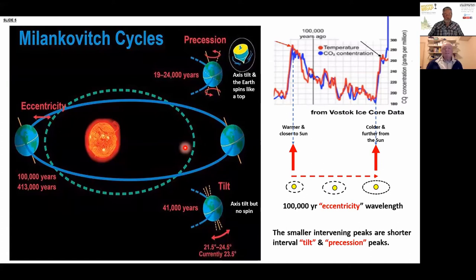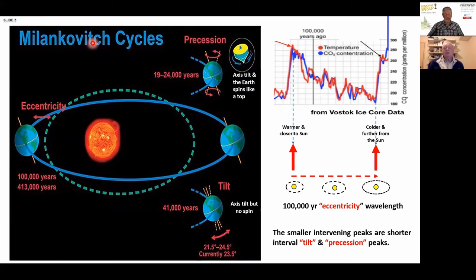Now, what is causing this zigzag pattern? It's regular, and it's having a very strong influence. Now, one of the main possible influences is something that is known as Milankovitch cycles. And Milankovitch cycles are variations in the orbit of the Earth around the Sun.